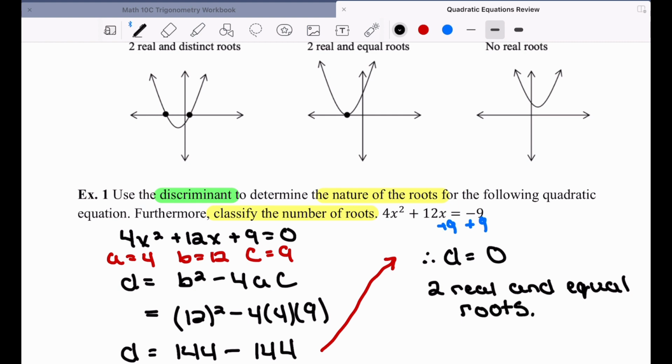So we've determined the nature of the roots. They're two real and equal, but then that also means we can classify the number of roots to be two roots. Using the discriminant, we've been able to classify the nature of the roots, and we've also been able to classify the number of roots. We have two real and equal roots based on the fact that we have a discriminant equal to 0. So that would be our answer here. D is equal to 0, so we have two real and equal roots.